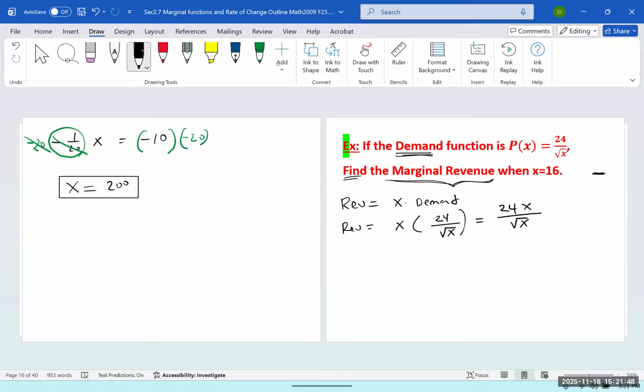And we can simplify this. X is square root of X times square root of X, and we have divided by square root of X. One of them cancels out. So our revenue is simply 24 square root of X, which is 24x to the 1/2. You don't have to simplify. If you don't, then you have to use the quotient rule. But if you do simplify, it is the power rule.